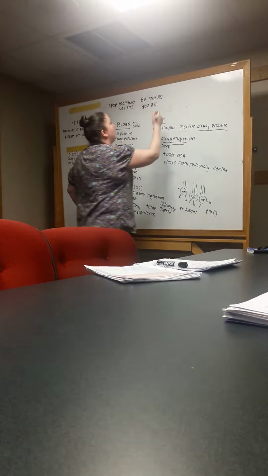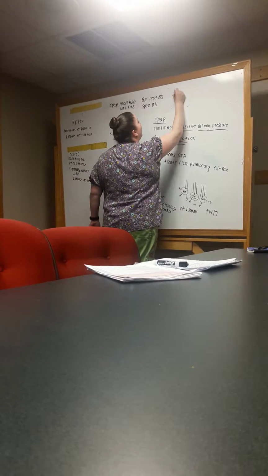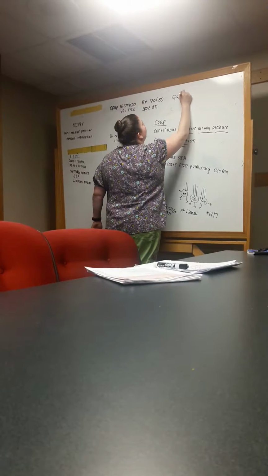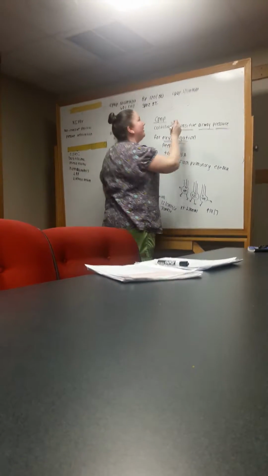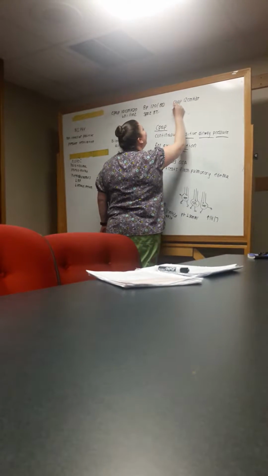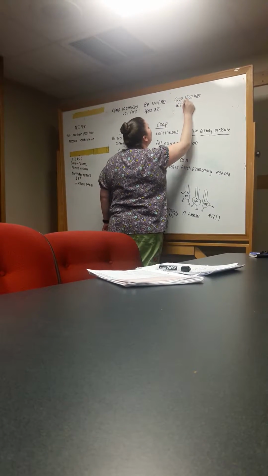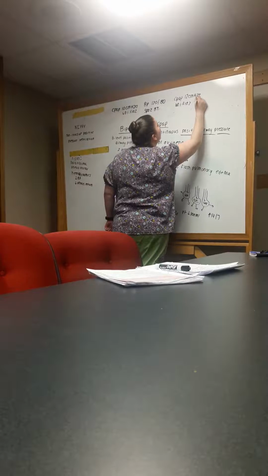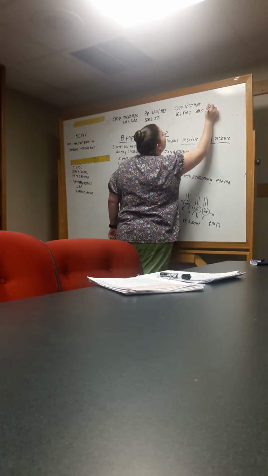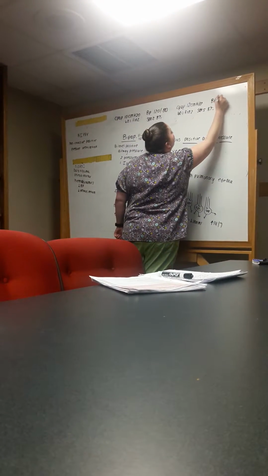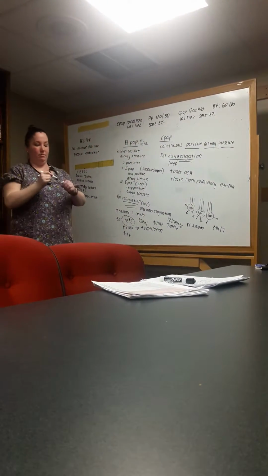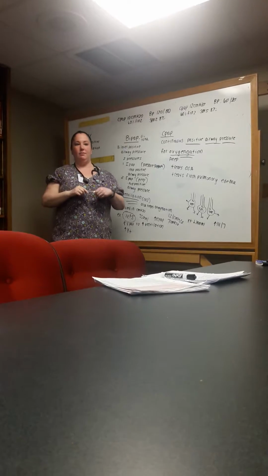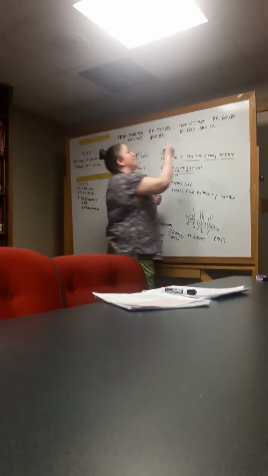So now we've gone up to a CPAP of 12 centimeters of water, and we're at 60% FiO2. Guess what, guys? Sats are still 87, but now your BP is 60 over 30. What happened? I increased the CPAP to 12.